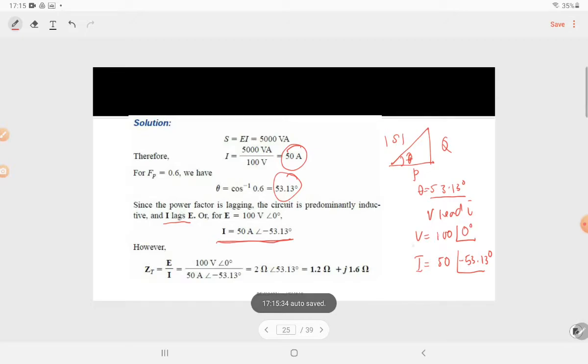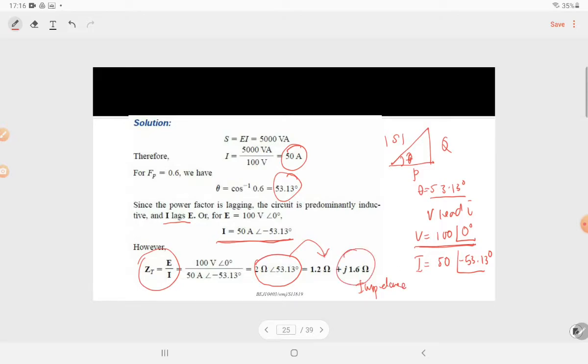Now we know the V value and the I value, so automatically you can find the value of Z total. Using this formula, Z total equals V divided by I, so 100 volt with a phase shift of 0 degree divided by 50 ampere with a phase shift of negative 53.13 degree, so you got 2 ohm with a phase shift of 53.13 degree. We convert this into rectangular form, and this is what you got: 1.2 plus j1.6 ohm. This is our impedance value, which consists of an inductor and also a resistor.